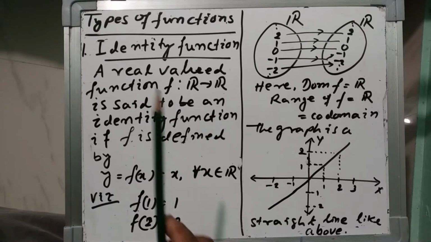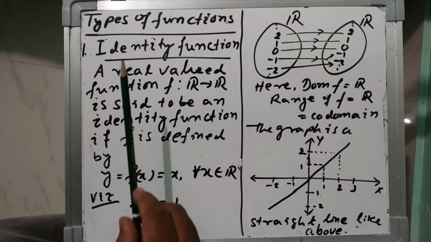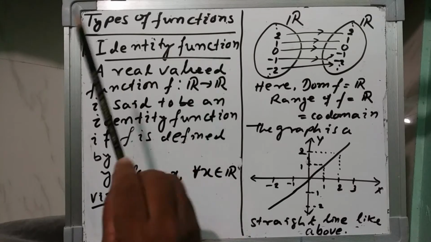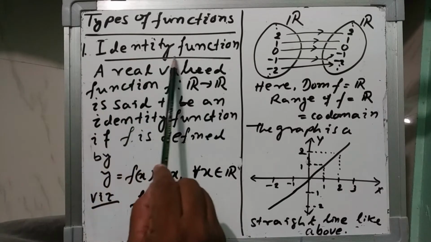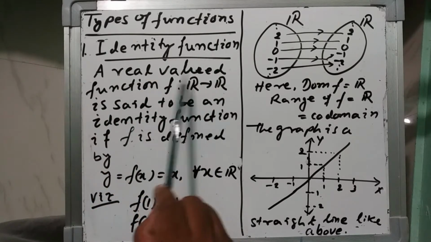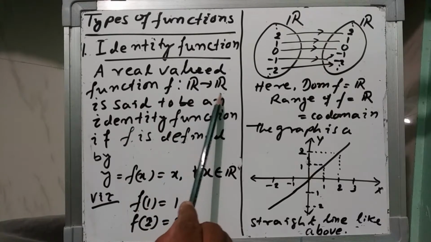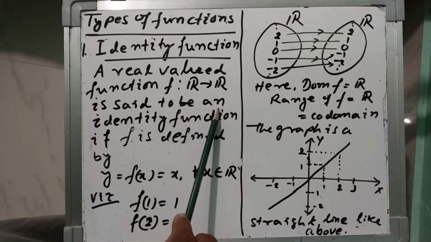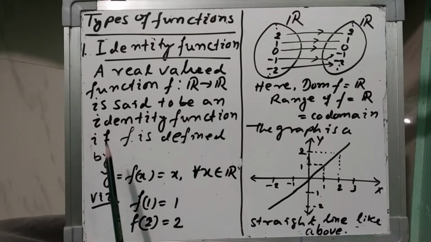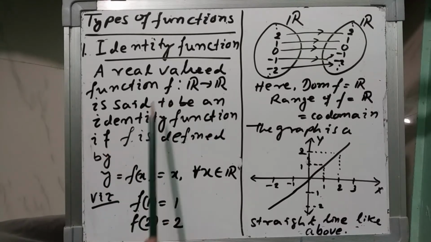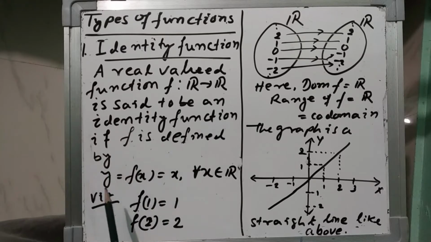Today we read about types of functions. First, the identity function. A real valued function f that maps from the real set to the real set is said to be an identity function if f is defined by y equal to f of x, that is equal to x, for all x in the real set R.